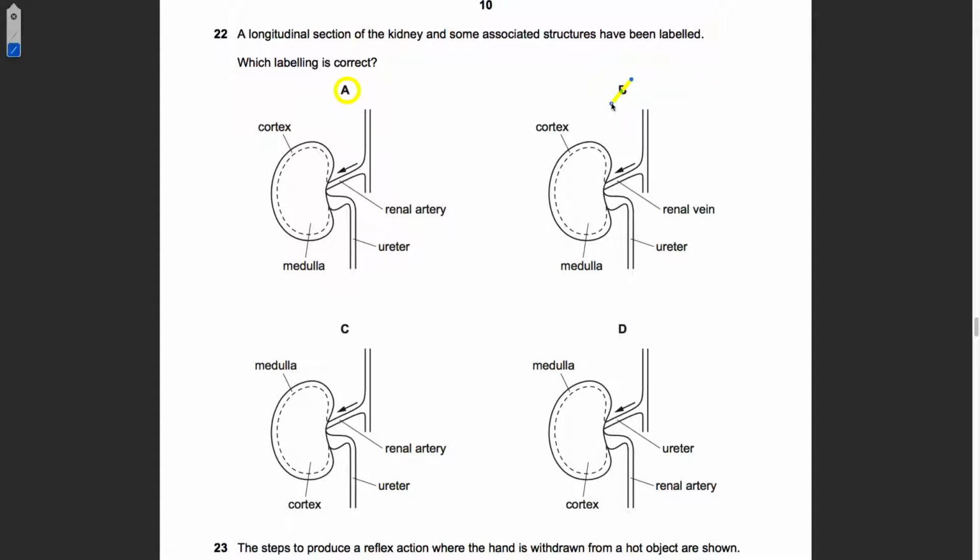So no, not happy with that. The other bits are all okay. It's just this bit that makes it wrong. And then C, we've got these the wrong way around. The cortex is always the outer region, and same with D. So yeah, A is the answer.